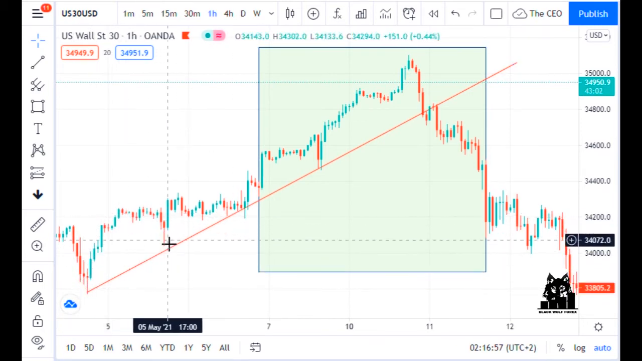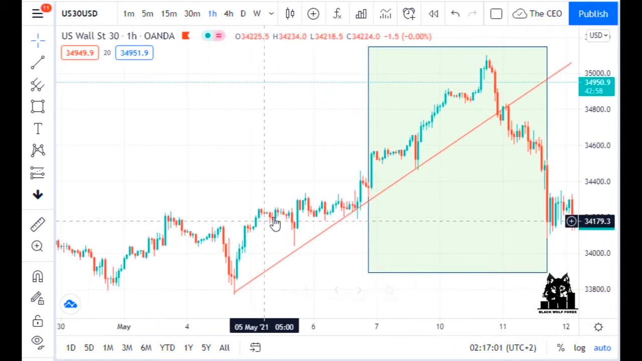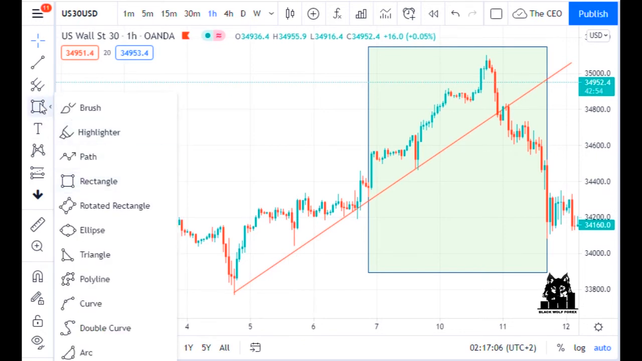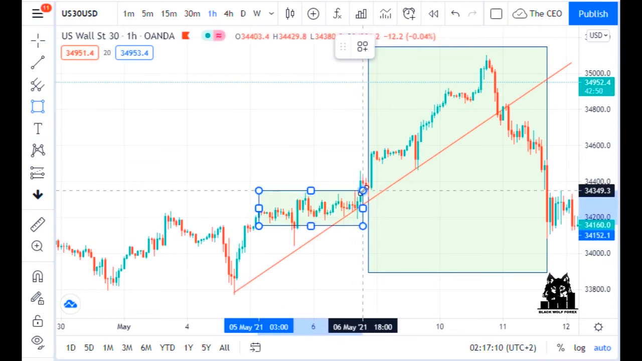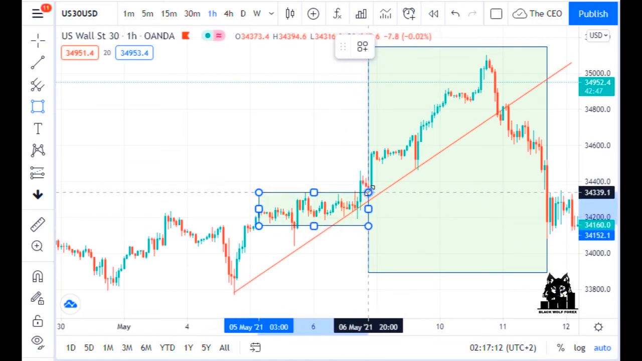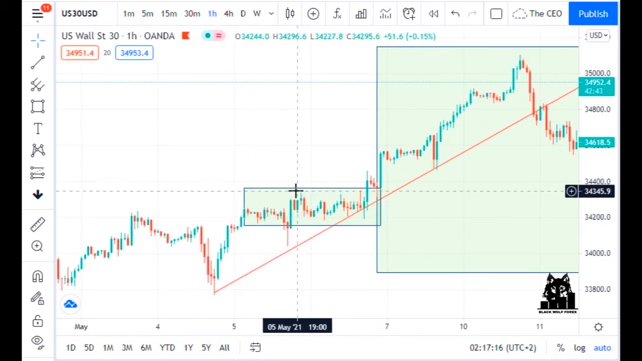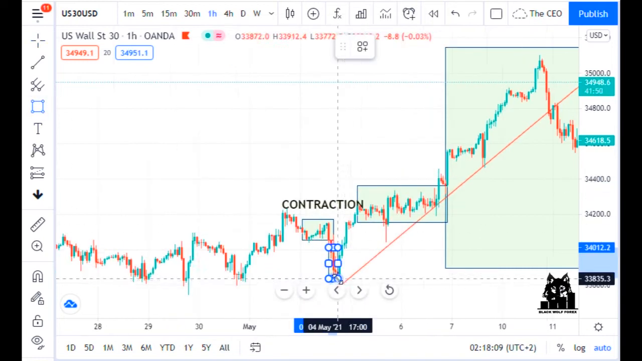down. Then you can see right here, just here. Okay, let me just put it right here. You can see right here, we have our contraction. Also here.